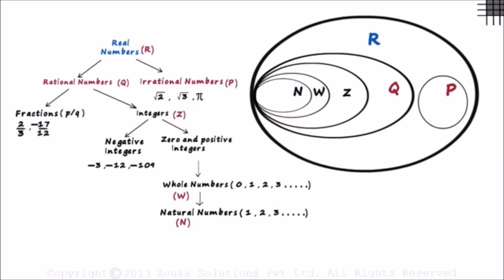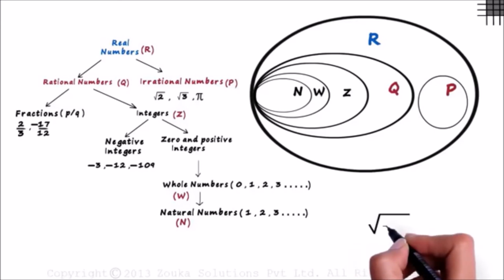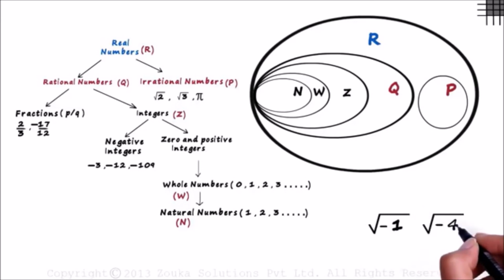So everything seems to be a real number. What's not a real number? Like square root of any negative number is not a real number. Something like square root of -1, square root of -4. These numbers are not real numbers.